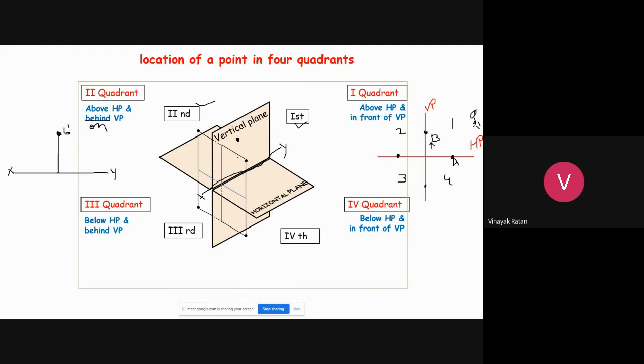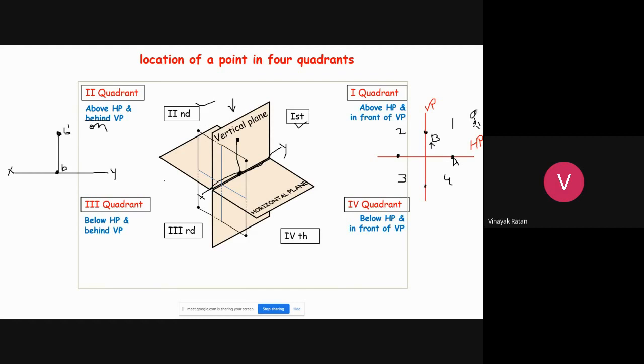So where is the top view? When you see it from here, you see the object from here. Where is the top view? Will it fall exactly on the XY line? Is it right? The top view is here, which is denoted by B.